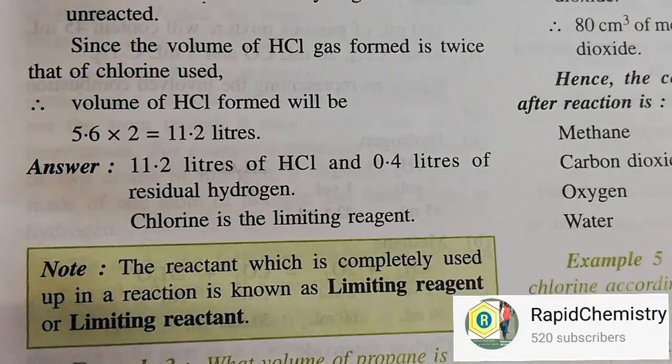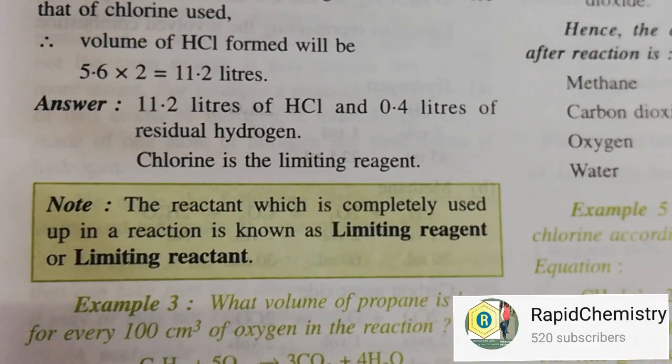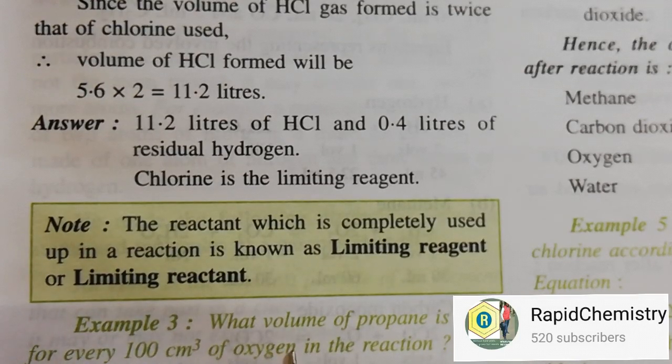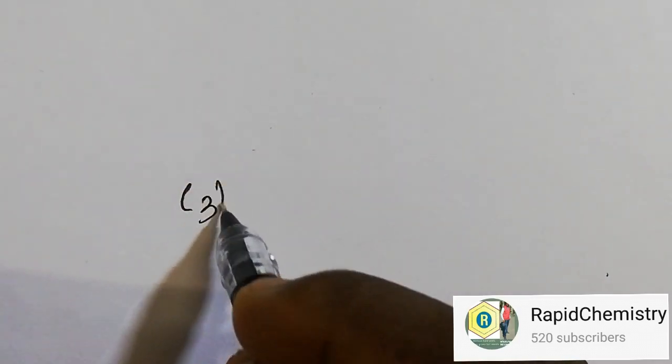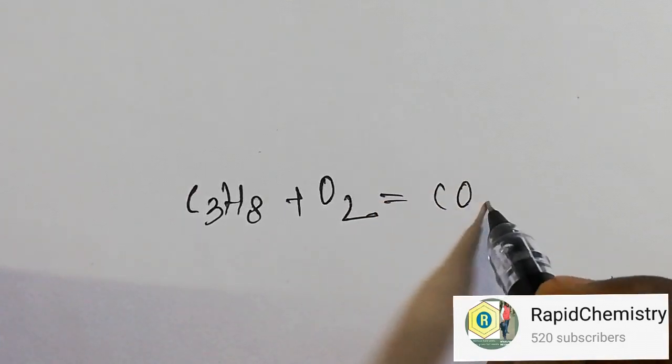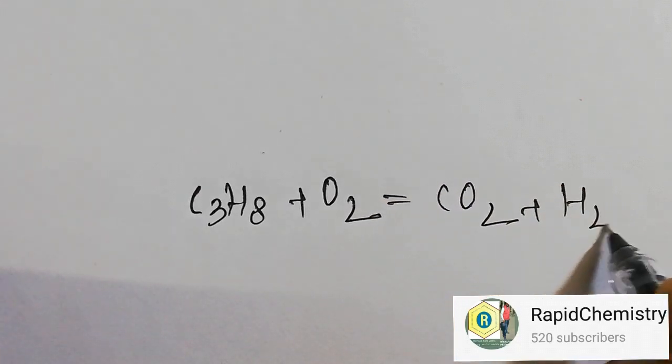Now let's move to the very next one, example number 3, and the question goes: what volume of propane is burned for every 100 cm³ of oxygen in the reaction? At the very first, you have to write the reaction. Propane burns in oxygen. Propane means C3H8 reacting with oxygen, and the products will always be CO2 and water vapor, as I have said.